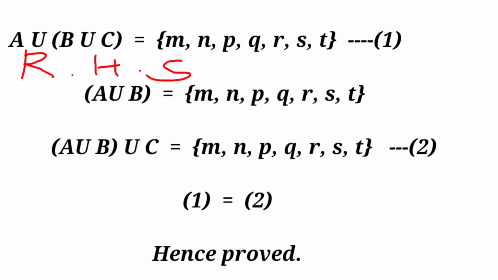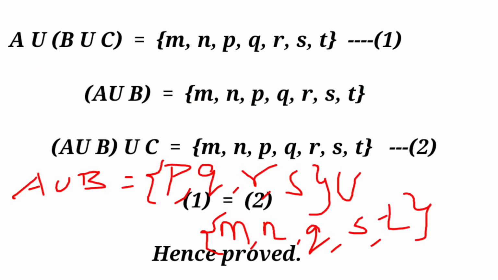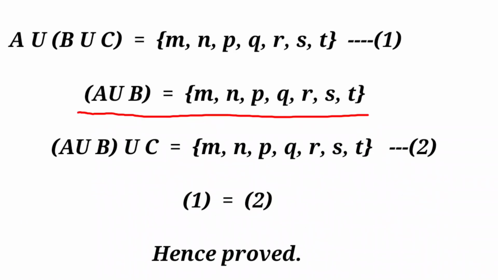Then RHS, right hand side. First we find A union B. Then A union B is equal to {P, Q, R, S} union {M, N, Q, S, T}. Therefore A union B is equal to {M, N, P, Q, R, S, T}.